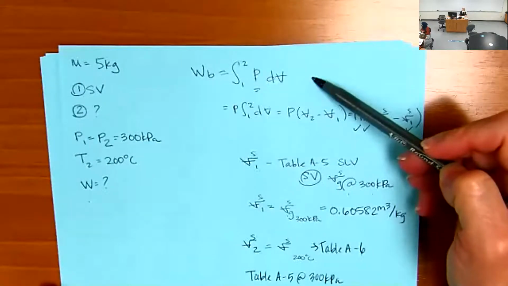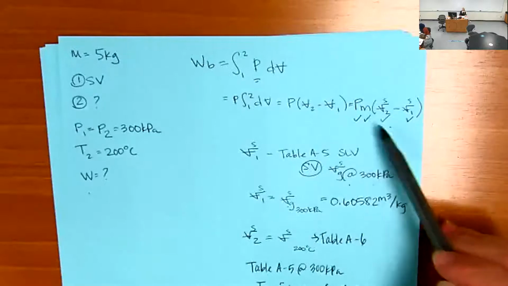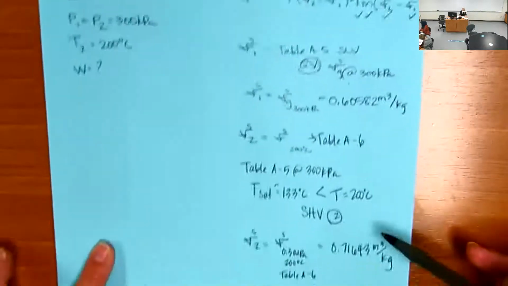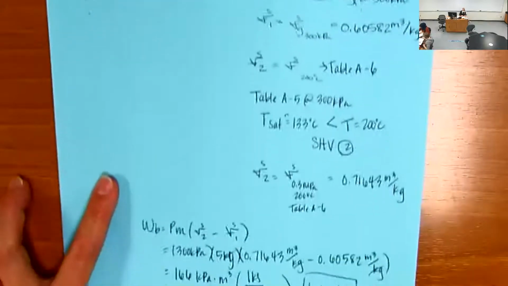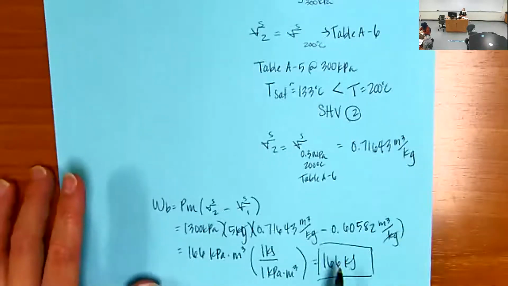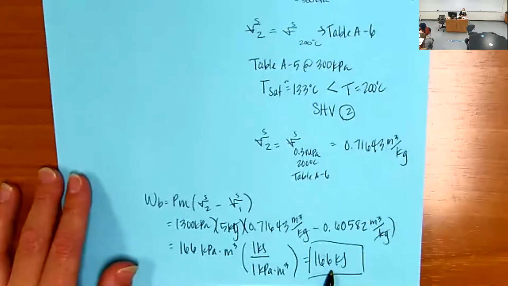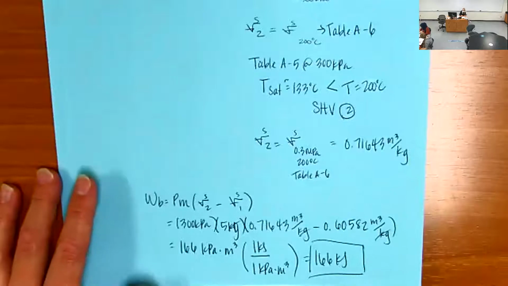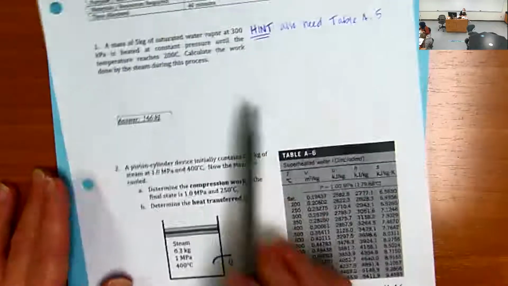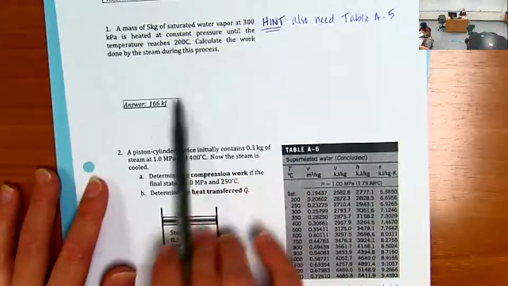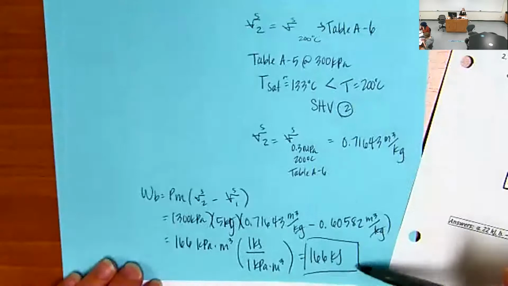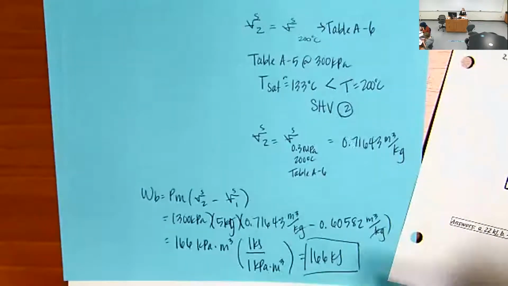So we use this boundary work equation. We looked up from table A5 our specific volume at 0.1. We looked up from table A6 by comparing our saturated temperature to get our specific volume at 0.2. We plugged it in and we got the work done by the steam during this process to be 166 kilojoules. So this is the steam. This is kind of how we make electricity. We put in water, we heat it up, we make steam, and then we use this to spin turbines or do whatever. So this is why we're generating energy here.